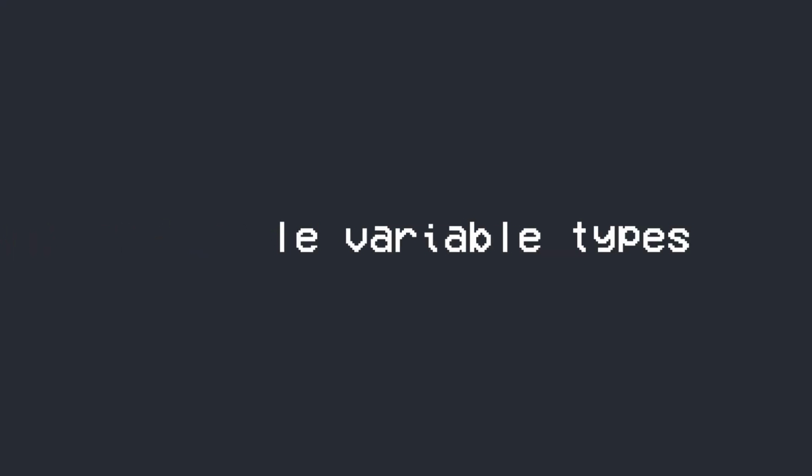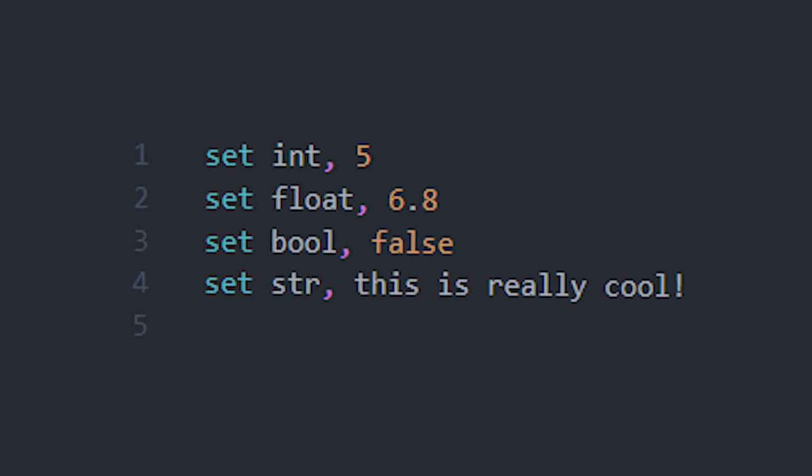Multiple variable types. Glang now has 4 data types: i32, f32, bool, and str. These can now be used in various ways around the program.